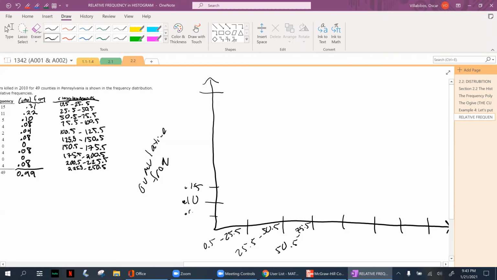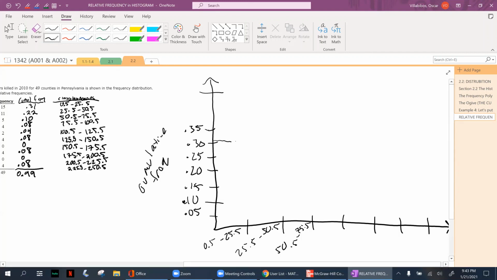0.15, 0.20, 0.25, we'll do 0.30. 0.31 is the highest, all right? So we'll do 0.35, all right? And it's a histogram, right? It's the basic. So it's going to be the bar graph, right? So for my first relative frequency, it is 0.31.